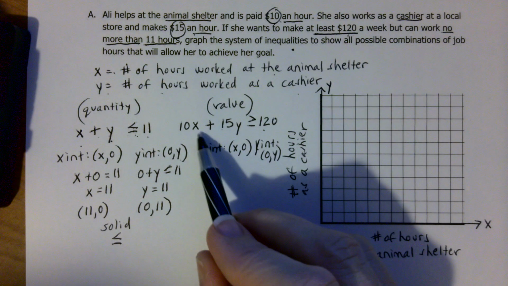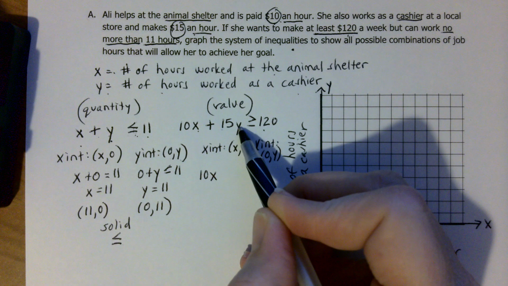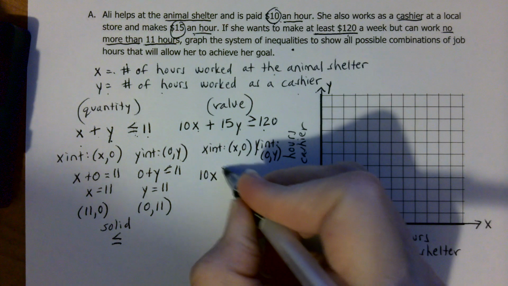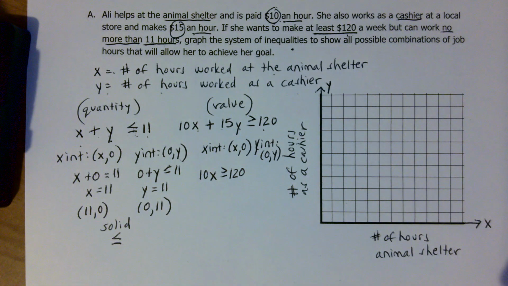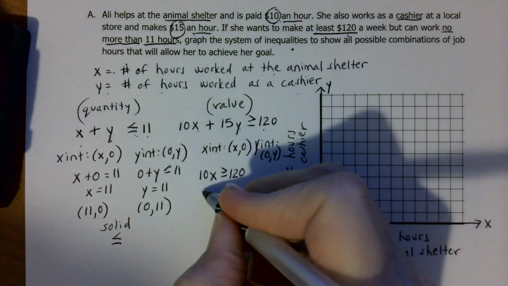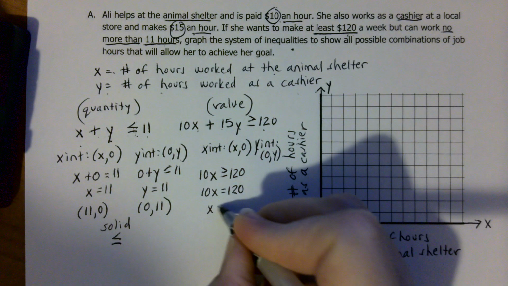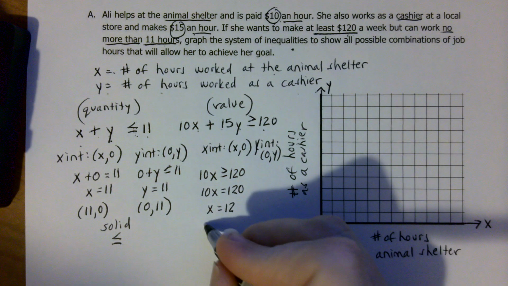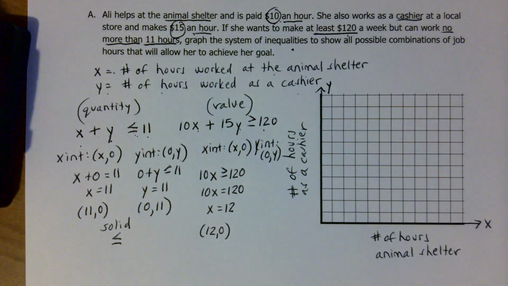Okay, so if we're looking for x here, and y is 0, 15 times 0 is 0, so what is it when 10x is greater than or equal to 120? For our boundary line, we're going to pretend it's 10x equals 120, so x would be 12. And one point of the boundary line would be 12, 0.